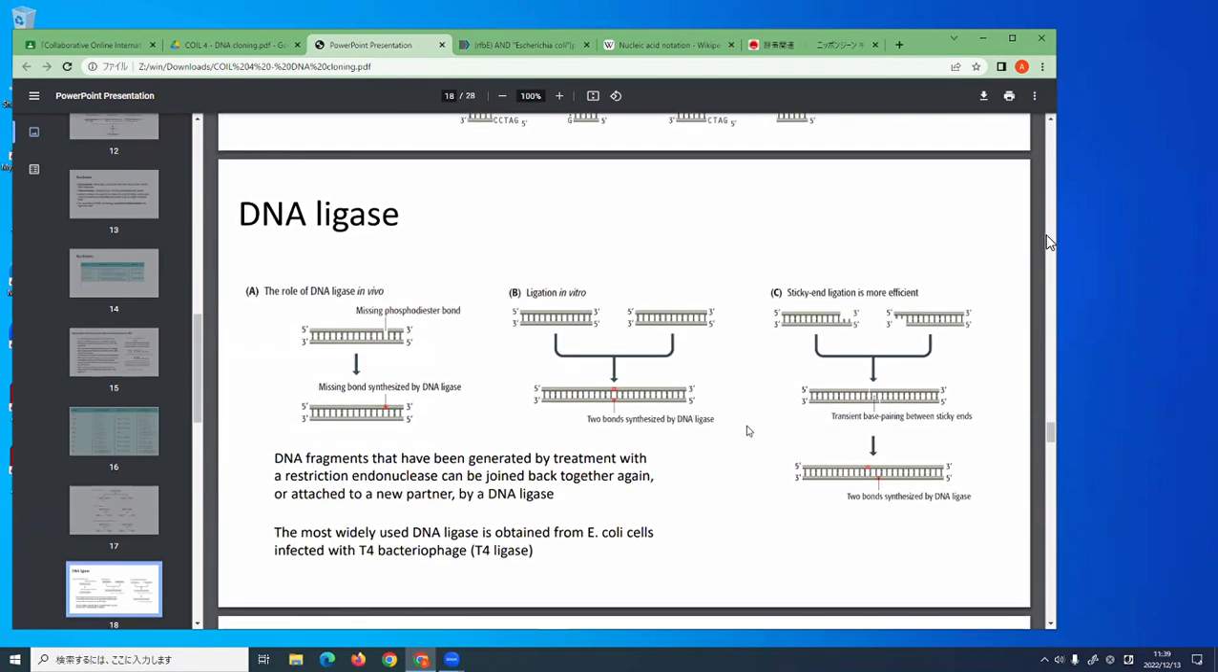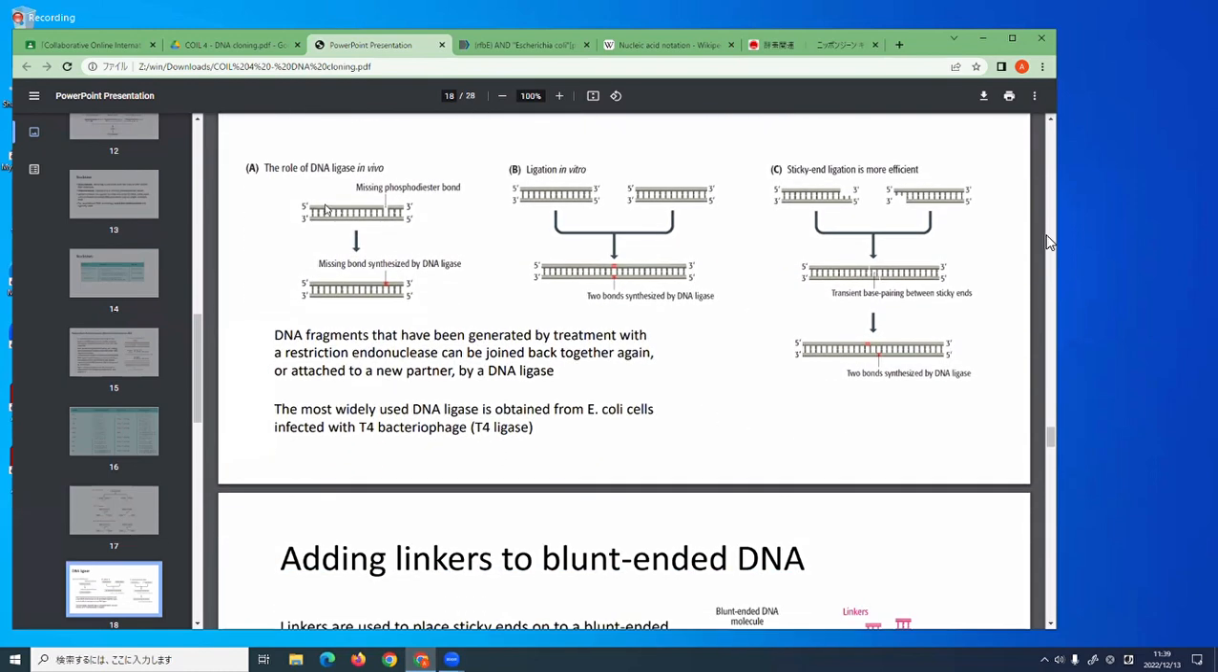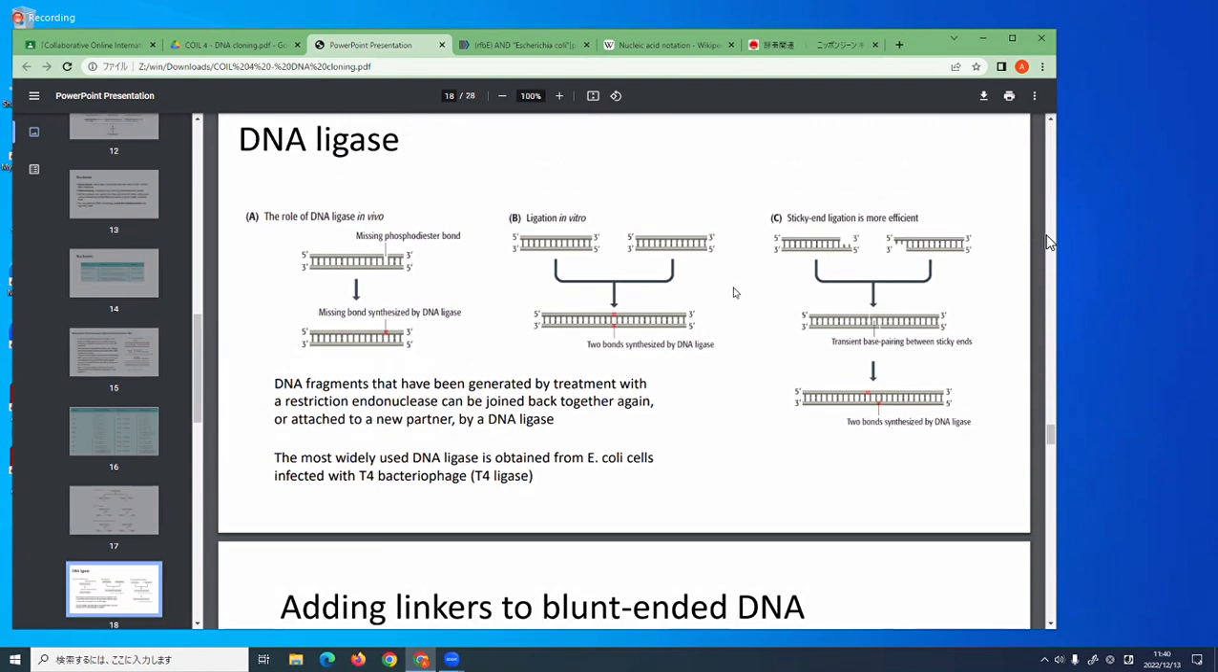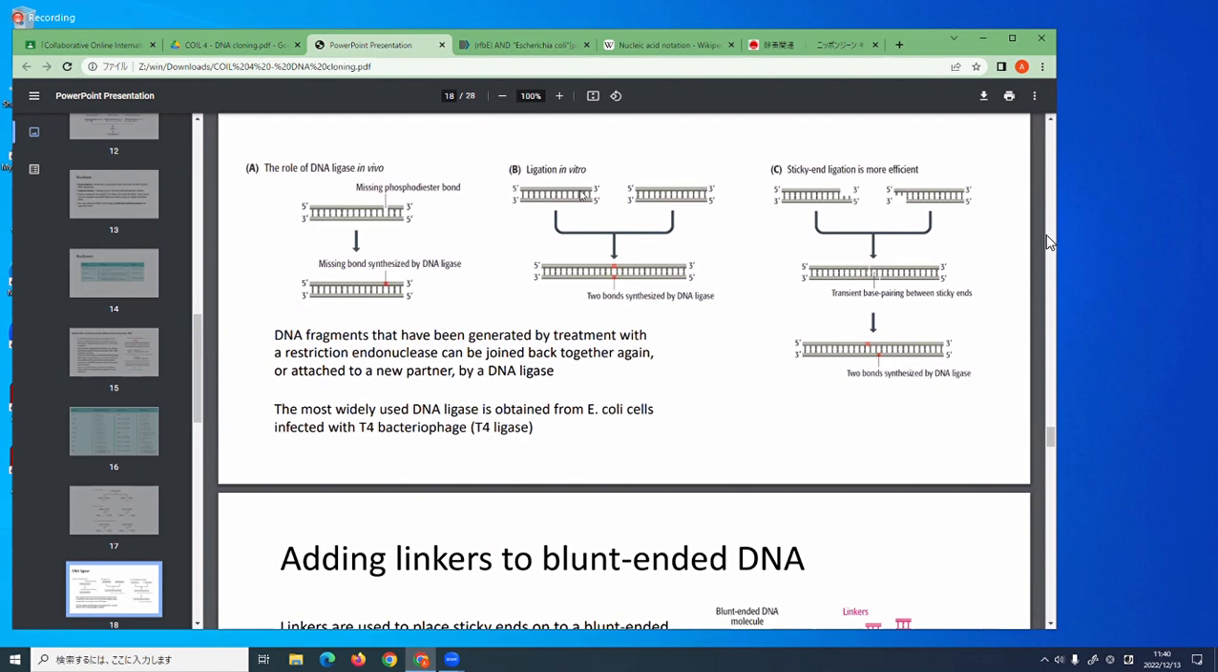And now let's look at DNA ligase. DNA ligase's role in the cell is to fix the nicks, right? The nicks when DNA is being cut. But in vitro, we can use this to join two molecules of DNA, right? So this is a blunt end joining to a blunt end. We can also use a sticky end joining to a complementary sticky end. So when you join the sticky ends together, this will form hydrogen bonds, and then the phosphodiester bond will be formed by the DNA ligase.